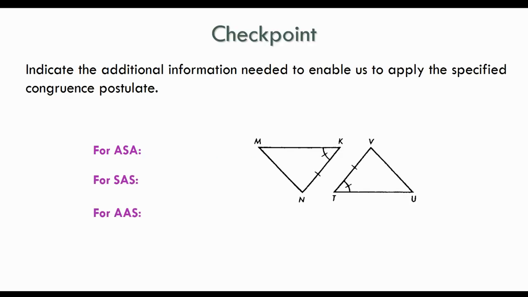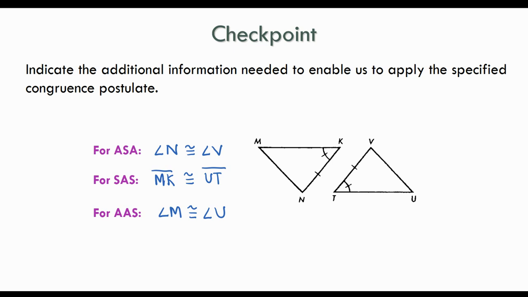Okay, so now you pause the video and you try using the picture to see if you can come up with how to prove the triangles congruent by angle, side, angle, by side, angle, side, and by angle, angle, side. All right, so hopefully with the first one, you came up with angle N congruent to angle V. It was missing the angle and it needed to make the side sandwiched in between to become the included side.